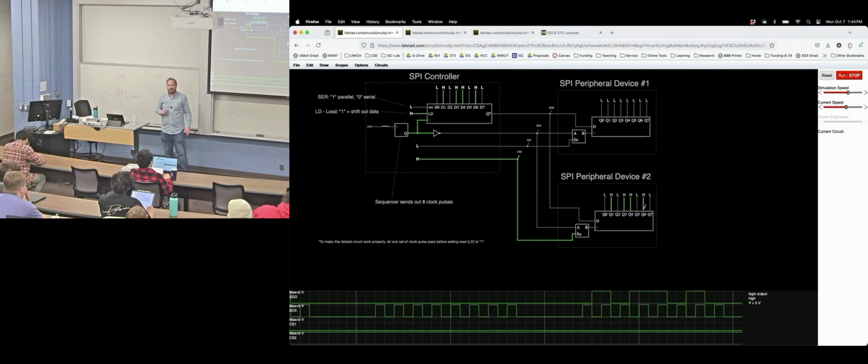Any questions? Yeah. Is it taking D7 first, or is it taking D0 first? You and your device have to figure that out. There's no set protocol of whether it's supposed to be most significant bit or least significant bit first.